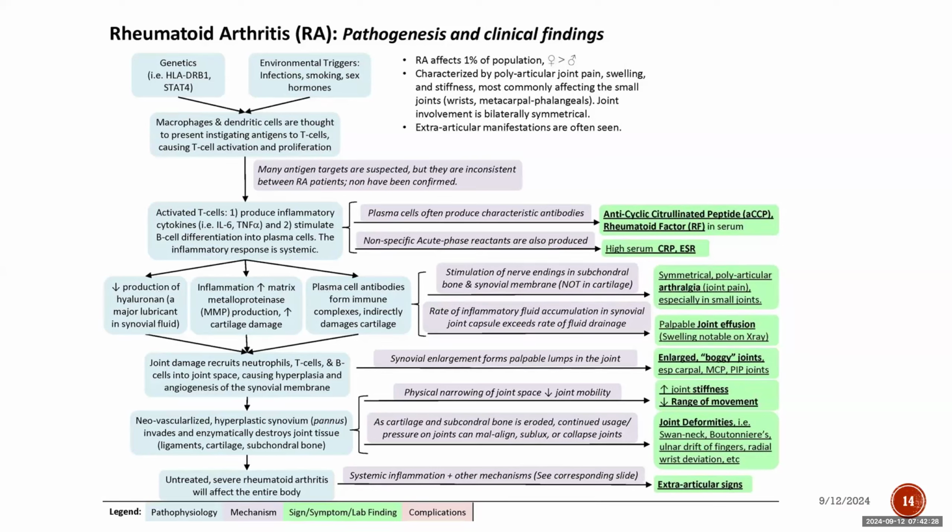So with all of this happening, there is stimulation of the nerve endings in the subchondral bone and synovial membrane. So typically we see the symmetrical polyarticular arthralgia, most especially in the small joints. Then also, the rate of inflammation occurring in the synovial joints could actually exceed the capability of the drainage for the joints. So they can have joint effusion, which we will see in the x-ray.